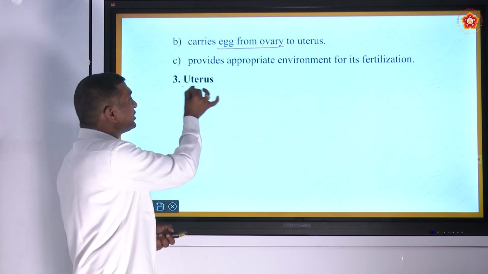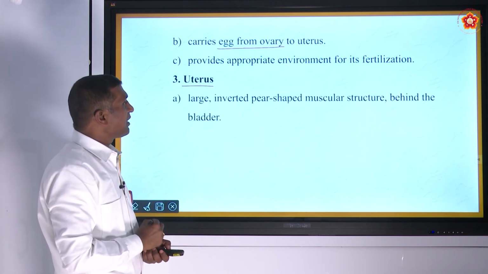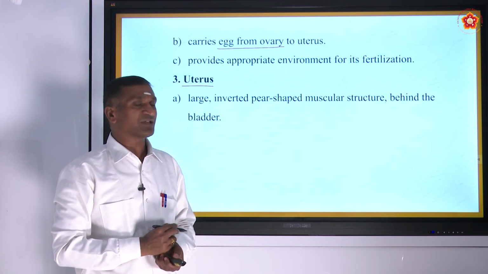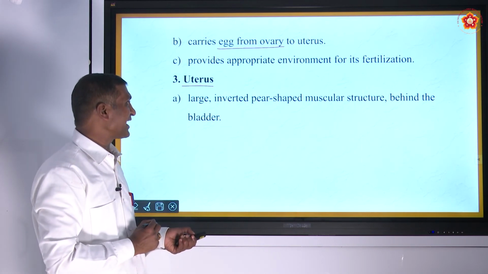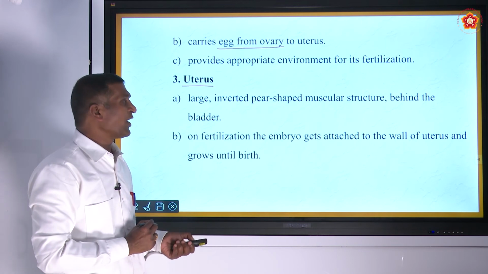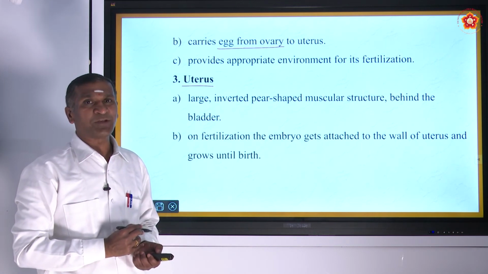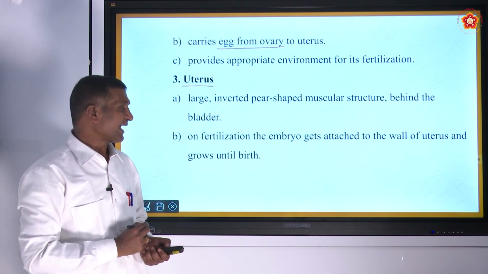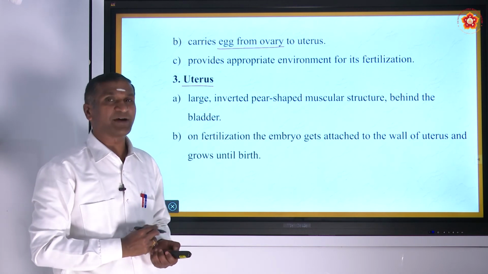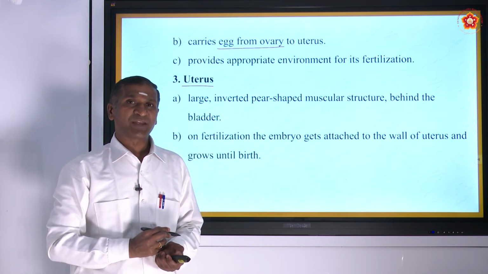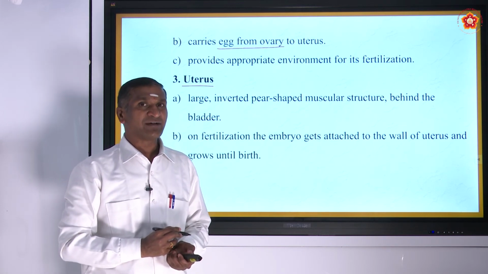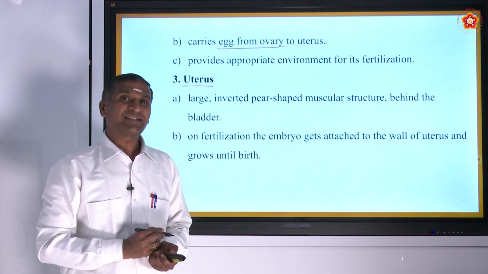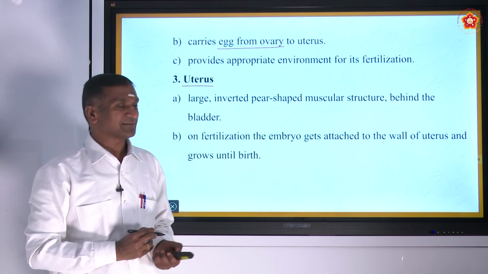The third is the uterus, a large, inverted, pear-shaped muscular structure behind the bladder. On fertilization, the embryo gets attached to the wall of the uterus and grows until birth. The embryo which gets attached to the wall of the uterus becomes the fetus, and it grows till the birth takes place.